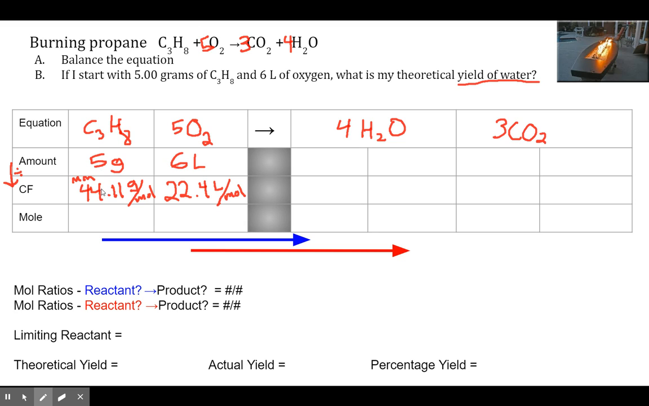So if we divide 5 by 44.11, I'm going to put that in my calculator here. 5 divided by 44.11, I get 0.113, which I can just round to the nearest hundredth, and that would be 0.11 mole. That's going to be my first mole there of the propane. That's how much propane I am given, so 0.11 mole of propane. Now the other one is I take the 6 and I divide it by the 22.4.